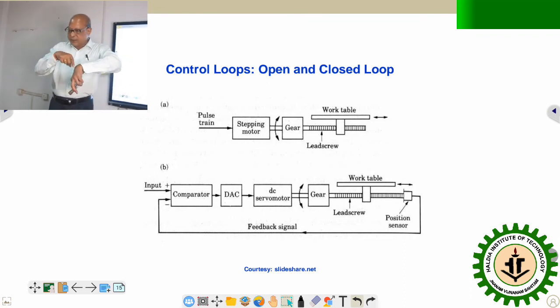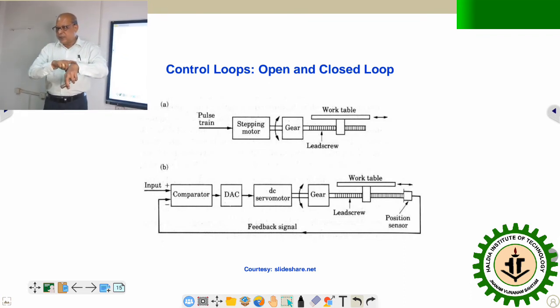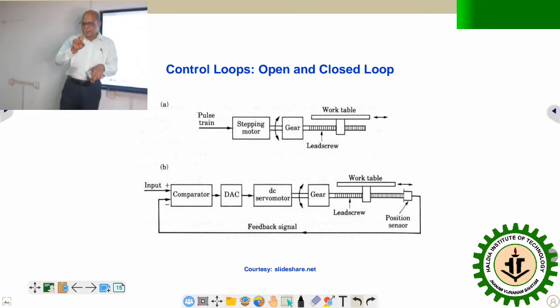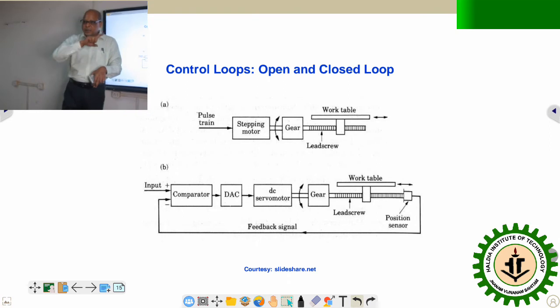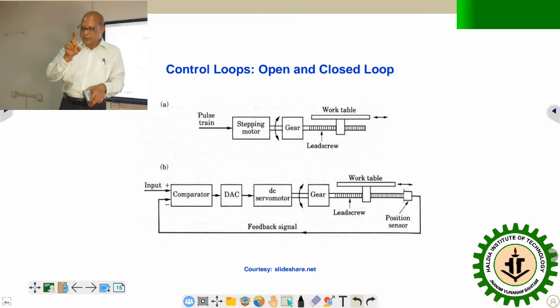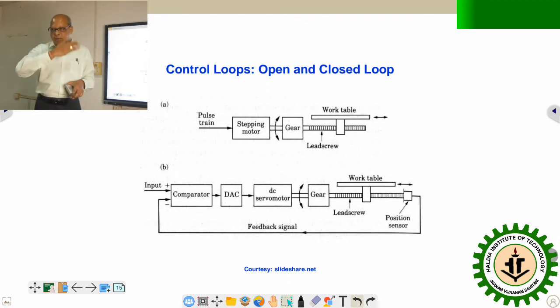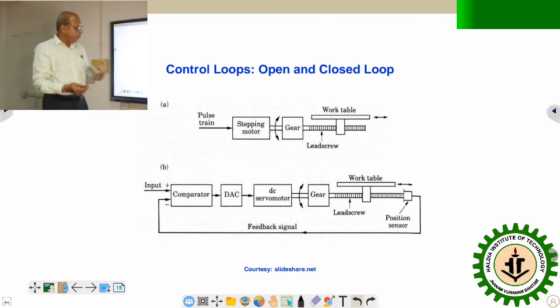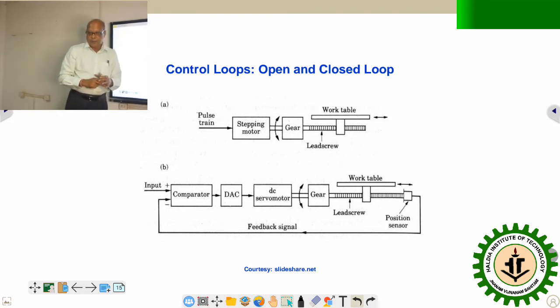Just imagine your wristwatch and how your hands are moving. One tick, some amount of movement, one tick and some movement. So this is how it works. That means one pulse, 1.8 degree, another pulse, another 1.8 degree. So if there is a continuous series of pulses, it will move continuously. That is the principle of operation of a stepper motor.